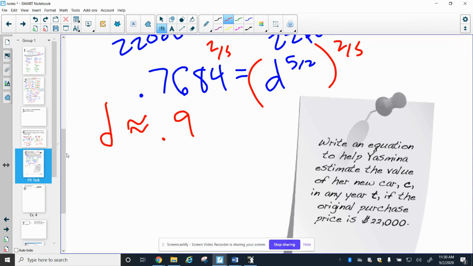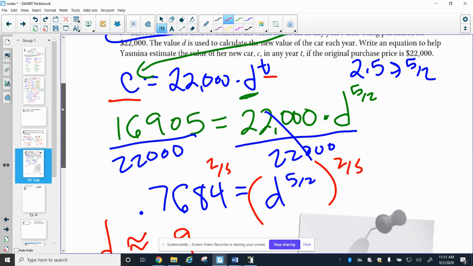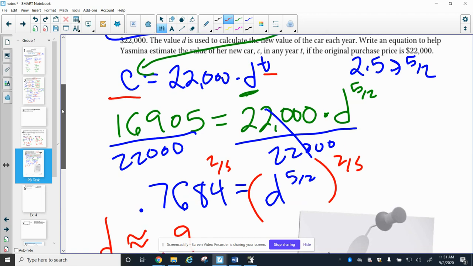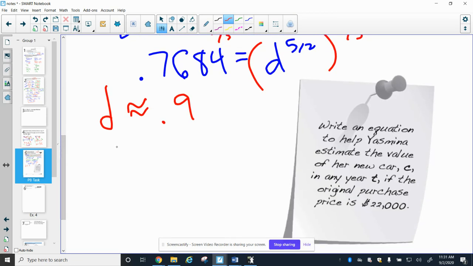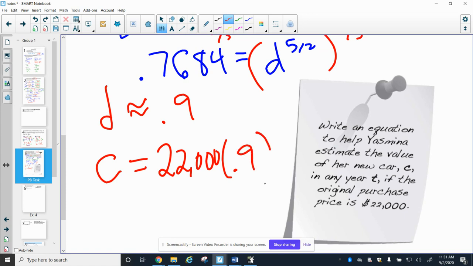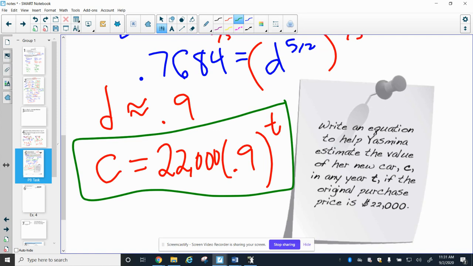Okay, so then remember the question itself, it said write out a function where we have C and T as our variables that could find the value of the car after any number of years. Okay, so we're going to rewrite out our function. C equals 22,000 times no longer D. We just found that D is approximately 0.9 to the T power. That would be our answer. Okay, so the car is really worth 90% of its value each year. It's decreasing by 10% in value every year.